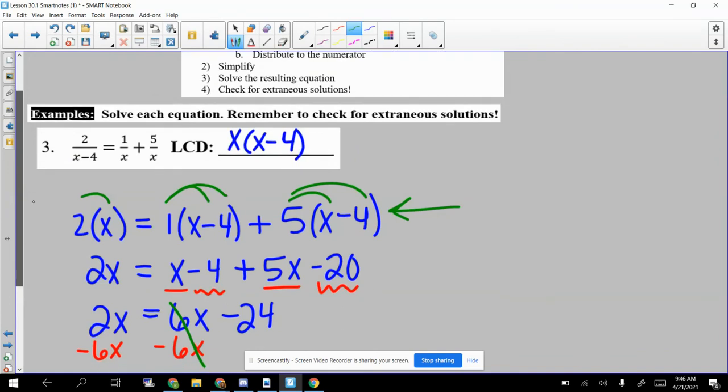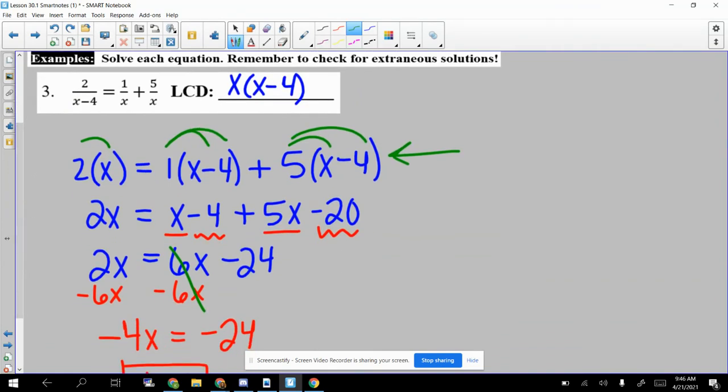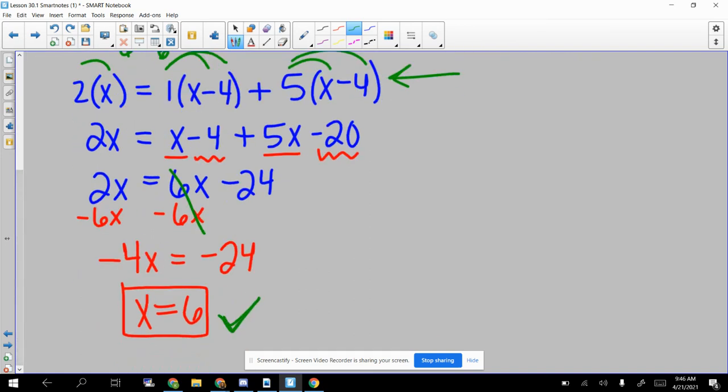And if you plug that back in here, you get 6 minus 4 is 2 in the denominator, so 2 over 2 is 1. And then here you would get 1/6 plus 5/6, which would also equal 1, because it would be 6 over 6, which is 1. So that's why this one does work out. It is not extraneous.